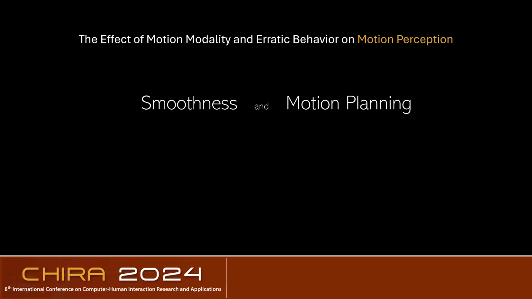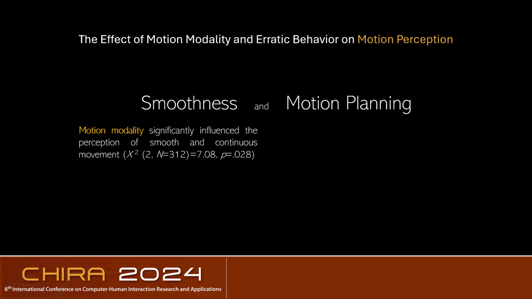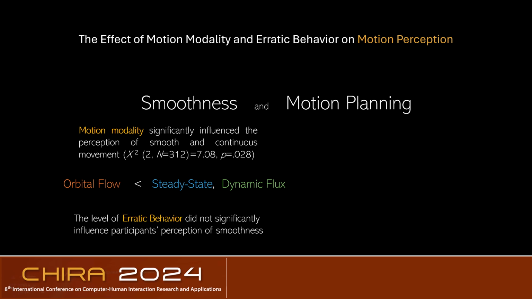In this section, participants were asked about their perception of the motion in two categories, smoothness and motion planning. For each category, they were asked to rank their agreement on a scale of 1 to 7. The motion modality significantly influenced the perception of smooth and continuous movement. The respondents perceived the orbital flow profile as less smooth compared to the steady state and dynamic flux profiles. The level of erratic behavior did not significantly influence participants' perceptions of smoothness.